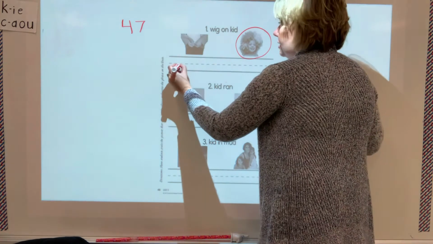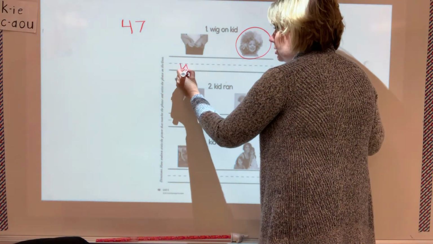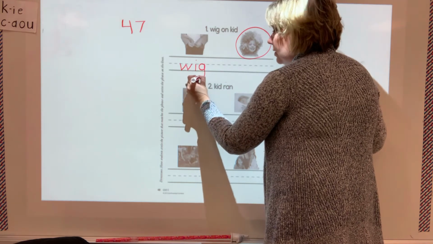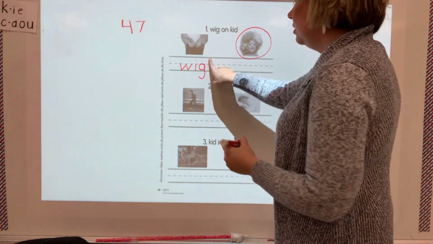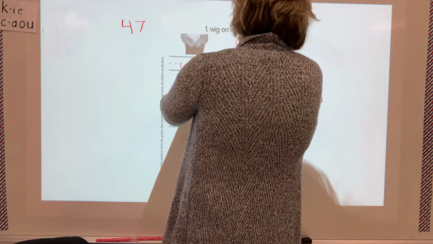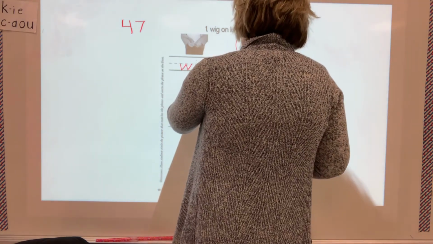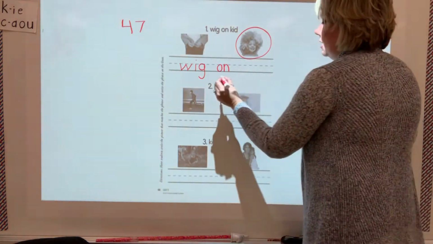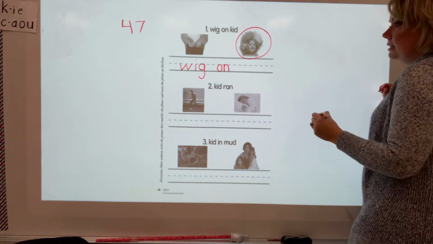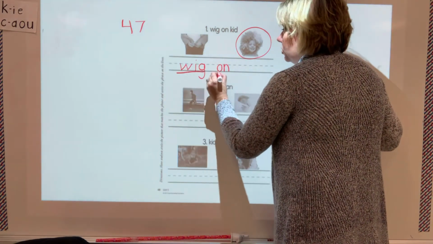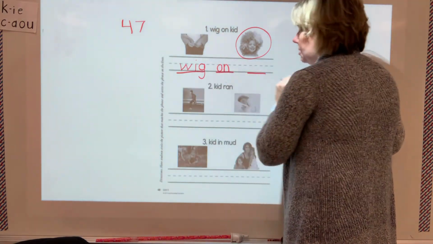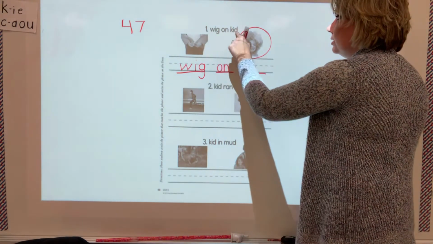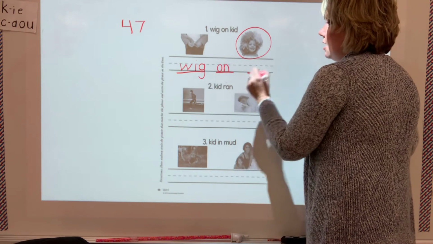One way to do it is you write the first word, wig. Then you can place your finger and write the first letter of the second word on the other side of your finger. And then another way to do it is to do magic lines. You draw a line and space them apart so you can write the words above it. There's 3 words in this phrase, so I put 3 lines.